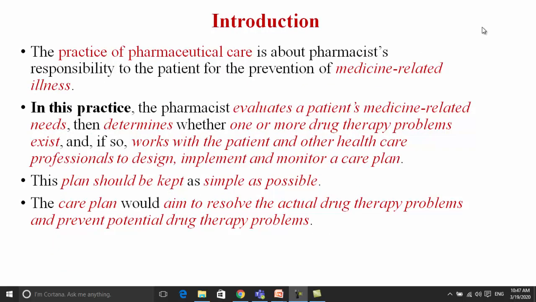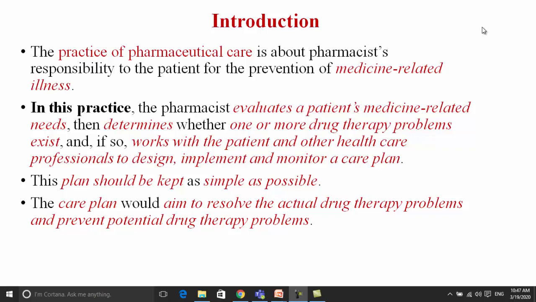The practice of pharmaceutical care is about pharmacist responsibility to the patient for the prevention of medicine-related illness. So it's a pharmacist responsibility to prevent any medicine-related illnesses reported by the patient. So it's highly important. It's an ethical responsibility. In this practice, for example, pharmacists can evaluate patient medicine-related needs, determine whether one or more drug therapy problems exist, and if so, work with the patient and other healthcare professionals to design, implement, and monitor a care plan.